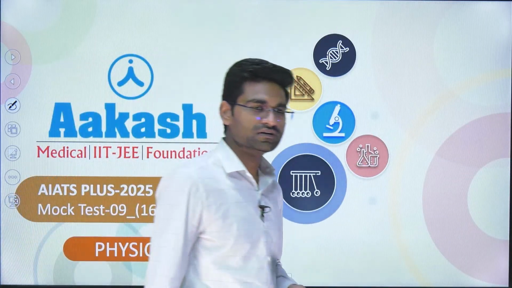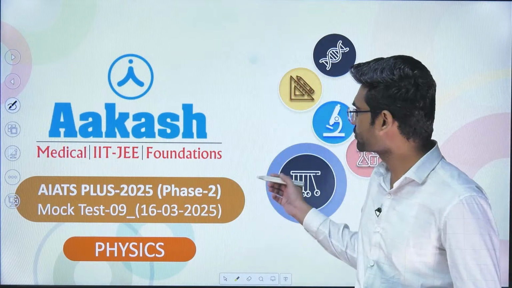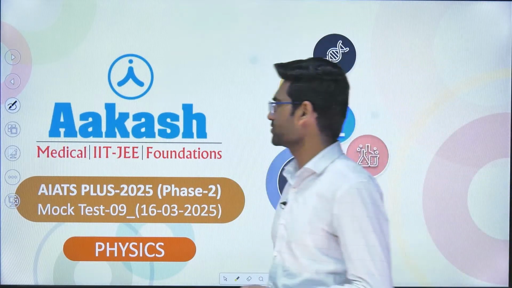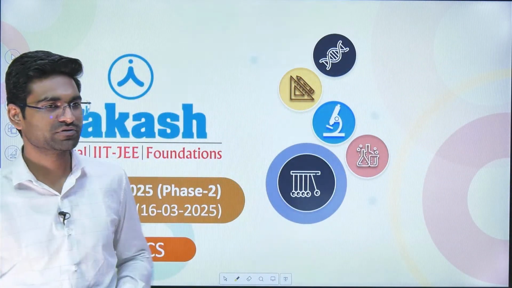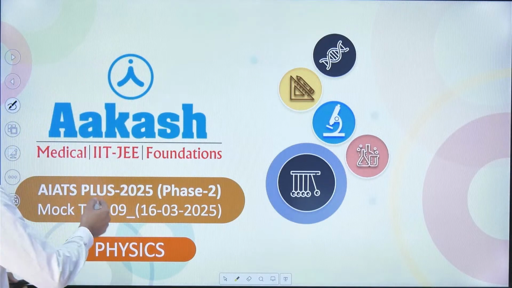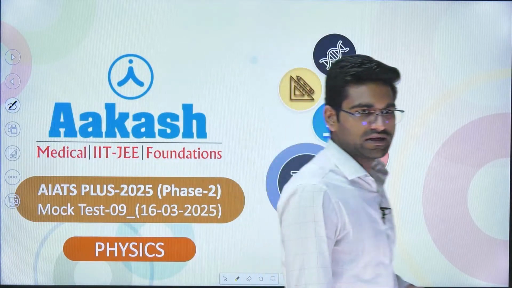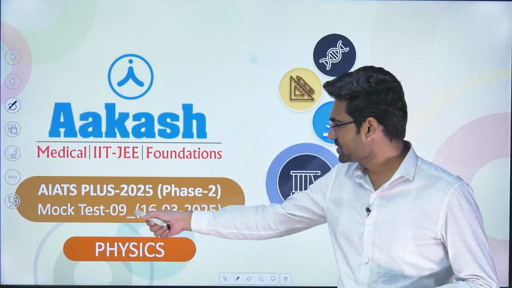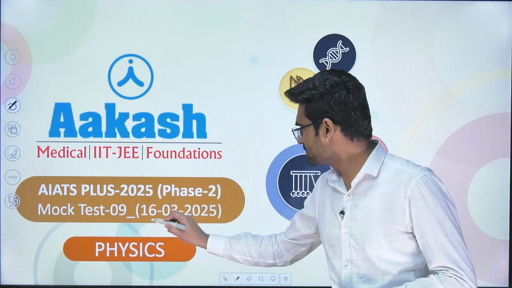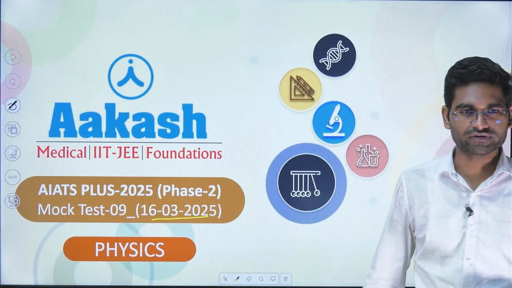So I welcome you all in this new session where we are going to discuss some physics problems, okay? You all already know the name of the paper, right? This is AIATS Plus 2025 Phase 2, and the name of the paper is Mock Test 9, and it was conducted on 16th of March 2025, right?